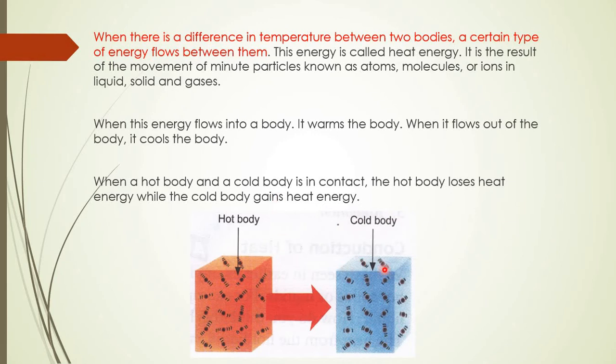As you can see here from the hot body, this energy goes inside the cold body. Suppose, for example, you take a warm cup of tea and put it on the table. What will happen after some time? That tea becomes cold after some time and reaches normal temperature. Why? Because the heat from that hot object, that hot tea or coffee or even milk, is transferred from the cup to the atmosphere, so it becomes cold.